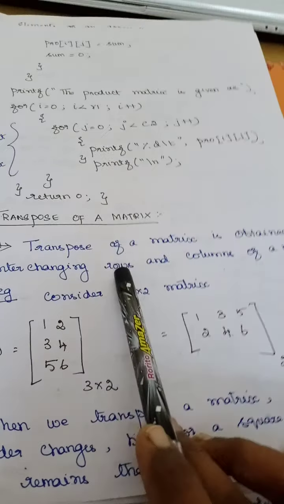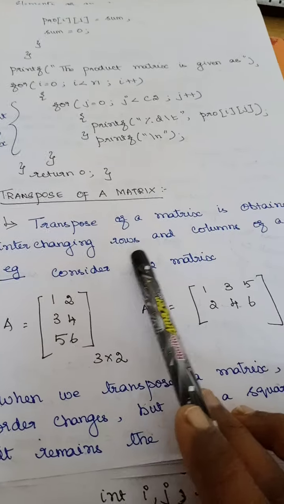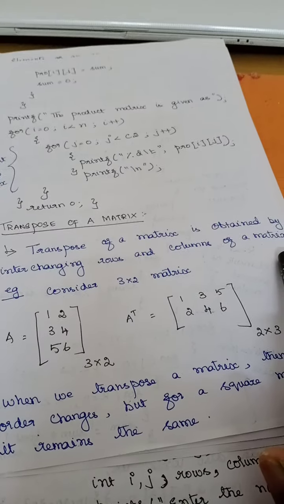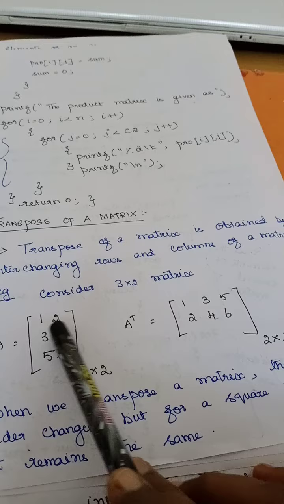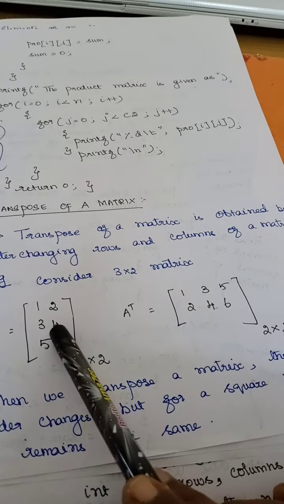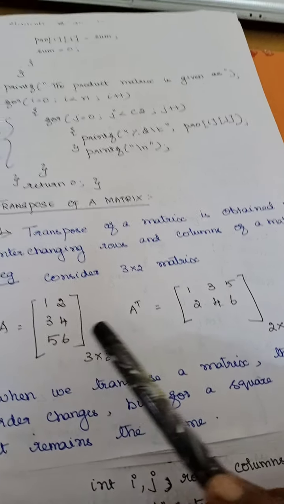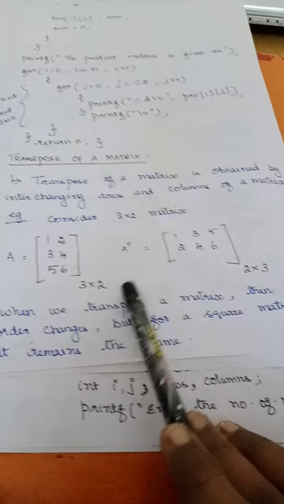So what is a transpose? Transpose of a matrix is obtained by interchanging the rows and columns of a matrix. So whatever you have in a row, in the transpose it is going to be in a column. So this is going to be the transpose of a given matrix.